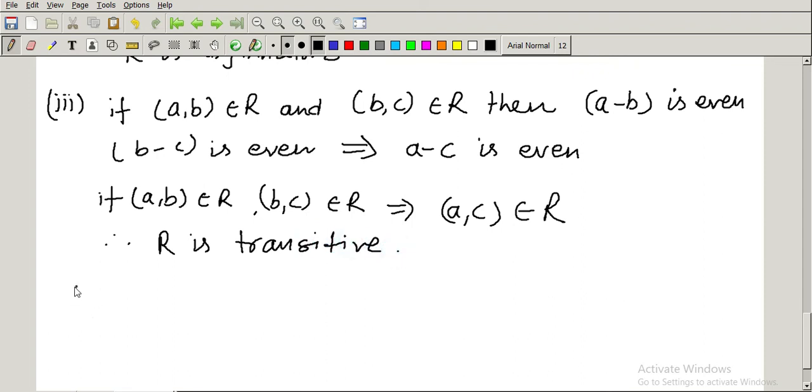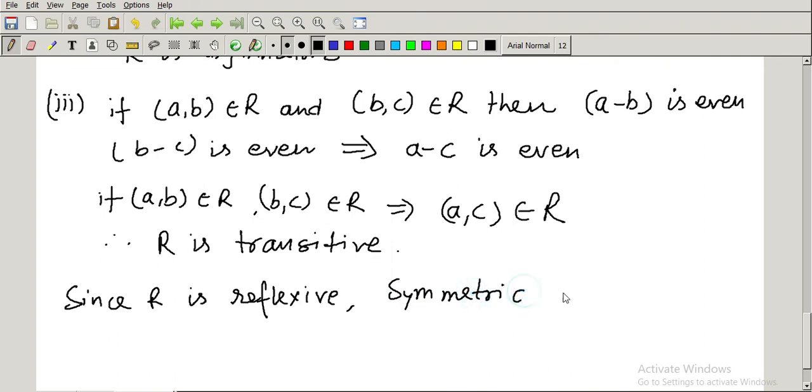So since R is reflexive, symmetric, and transitive, it is an equivalence relation.